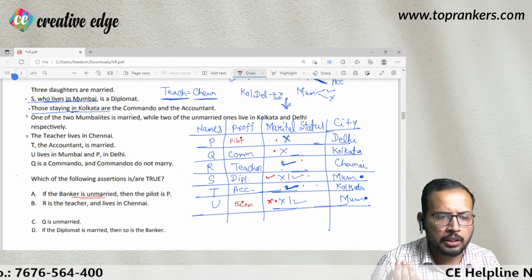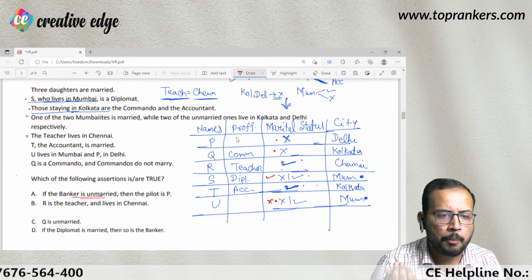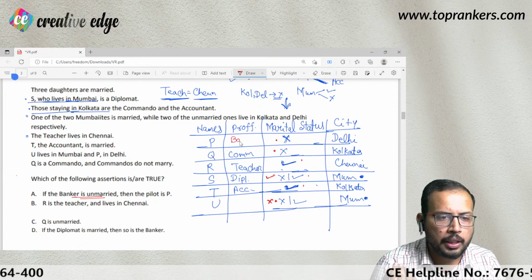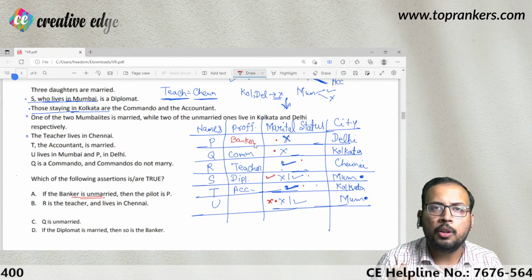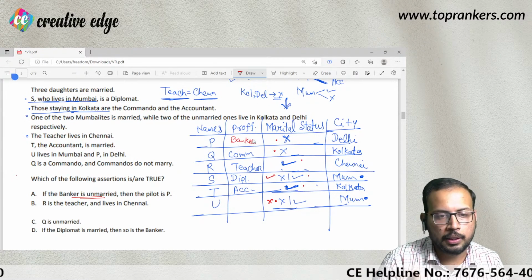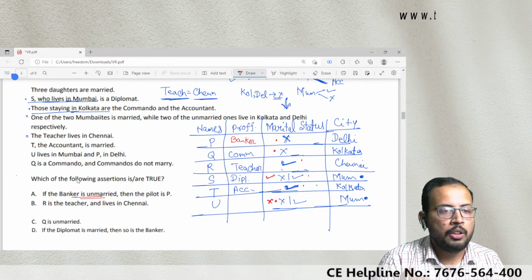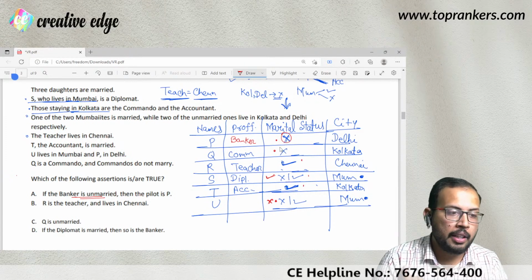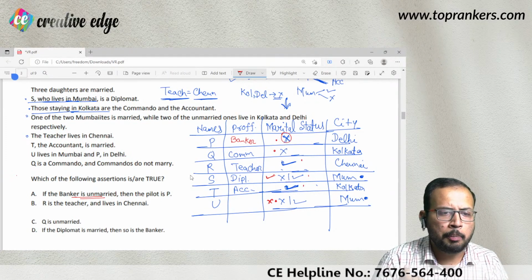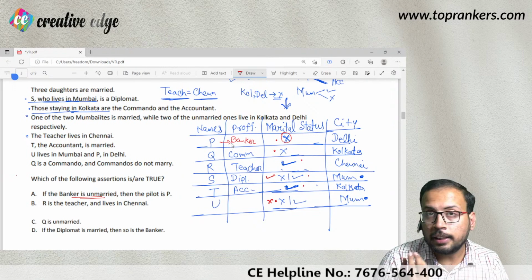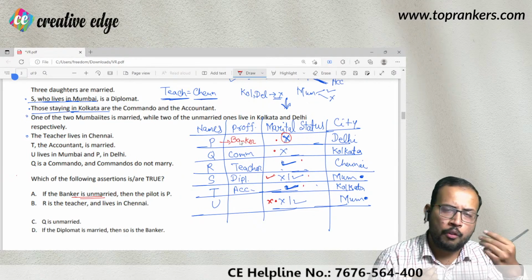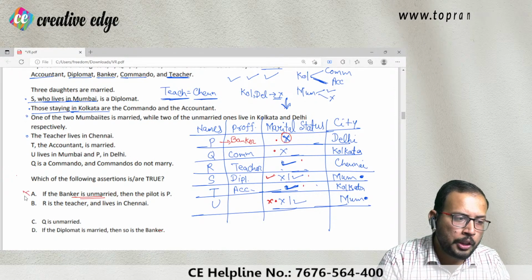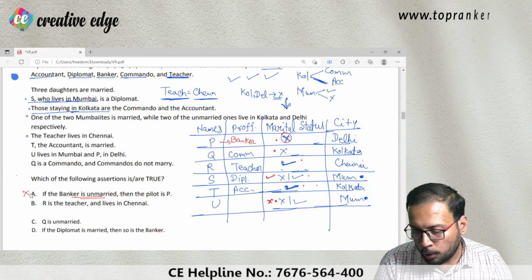Some people may also think in this way कि that if banker is unmarried, तो banker तो यहाँ भी हो सकता है, बैंकर तो यहां भी हो सकता है। ठीक है, सो एंड बैंकर इज अनमैरिड, यू कैन सी दैट बैंकर इज अनमैरिड, तो देन द पायलट इज पी, तो पी को तो हम बैंकर ही बोल रहे हैं ना, इस केस में ट्रू नहीं है। दैट मीन्स फॉर वन केस इट इज ट्रू, फॉर वन केस इट इज नॉट ट्रू, तो दैट इज वाई वी आर गोइंग टू डिस्कार्ड दिस ऑप्शन। आई होप everyone is able to understand this question.